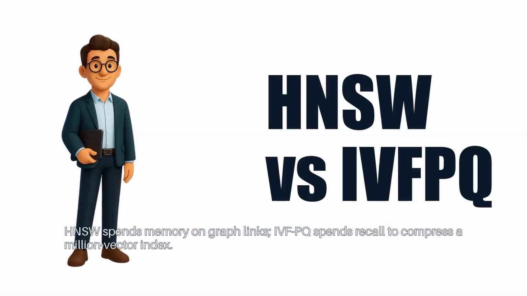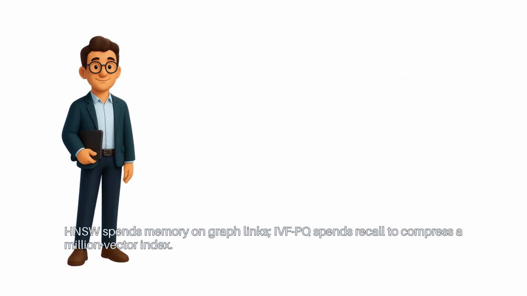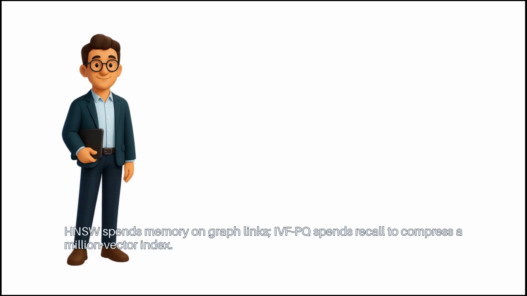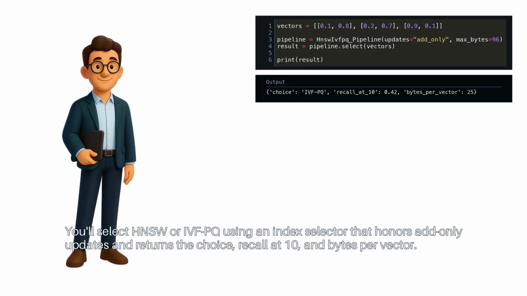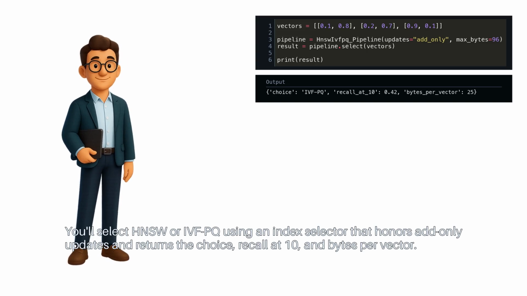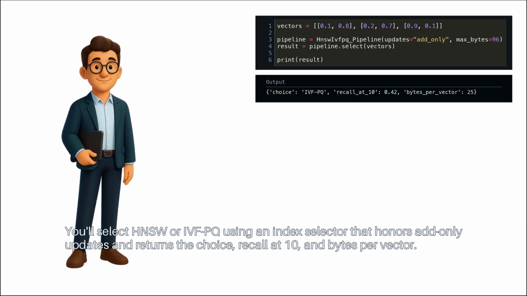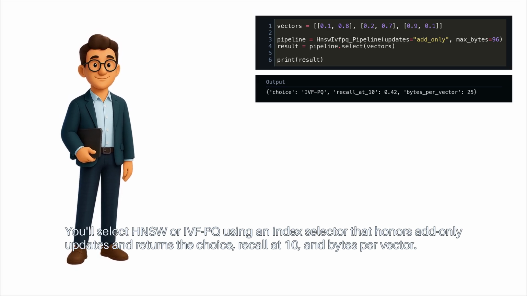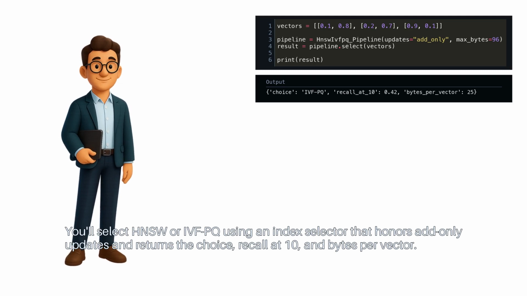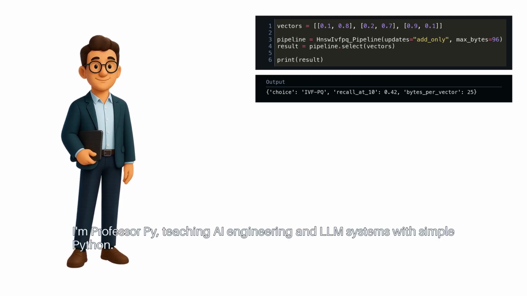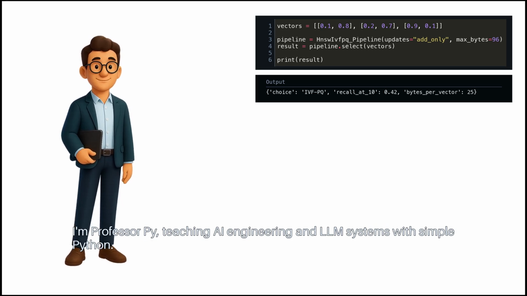HNSW spends memory on graph links. IVF-PQ spends recall to compress a million vector index. You'll select HNSW or IVF-PQ using an index selector that honors add-only updates and returns the choice, recall at 10 and bytes per vector. I'm Professor Pi, teaching AI engineering and LLM systems with simple Python.